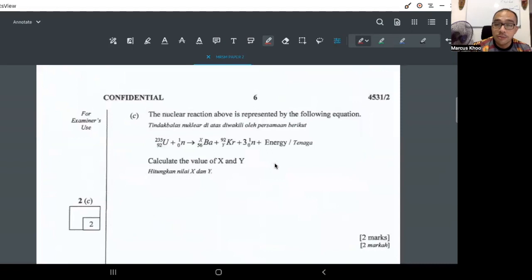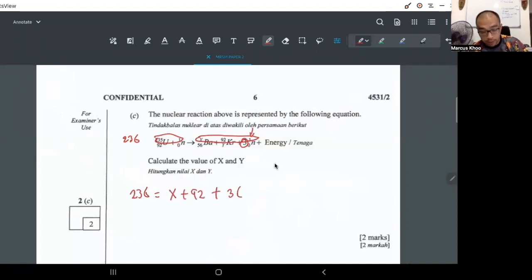The nuclear reaction above is represented by the following equation. We can calculate the value of x and y. All we need to do is just balance the left and the right. So here, the top is 236. This will be x plus 92 plus 3 times 1. So 236 equals x plus 92 plus 3 times 1. And you can do the same thing for y, which is at the bottom. Oh no, sorry, I should rub this off. It's so confusing.